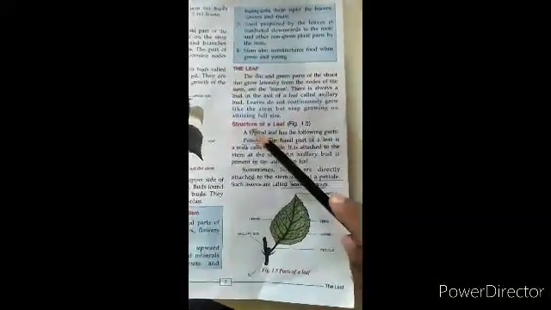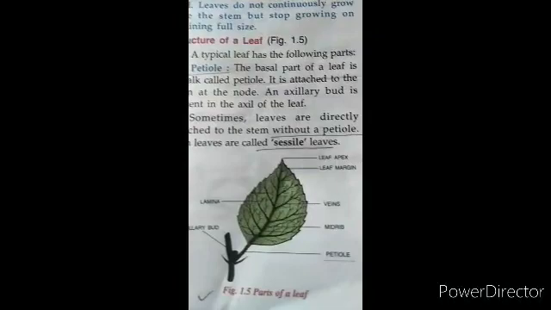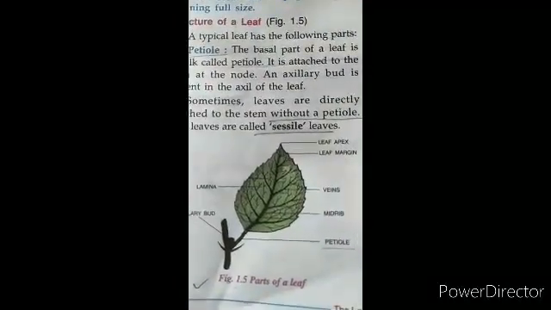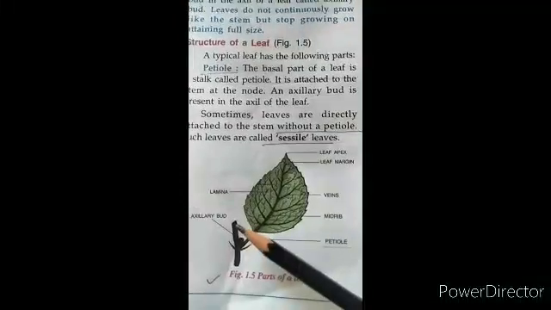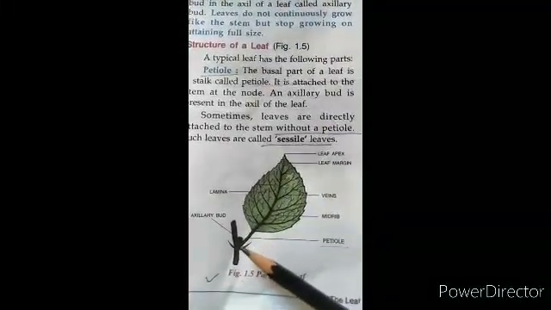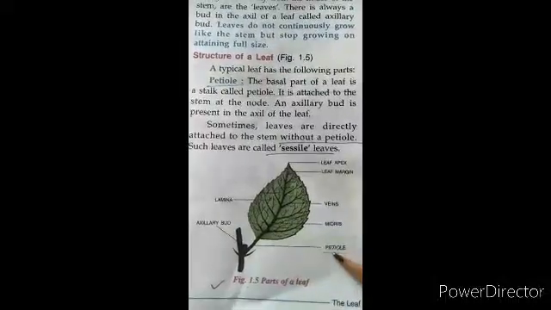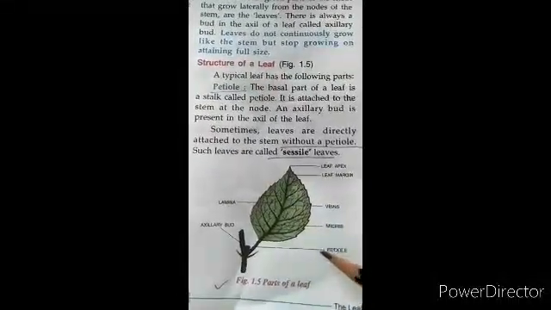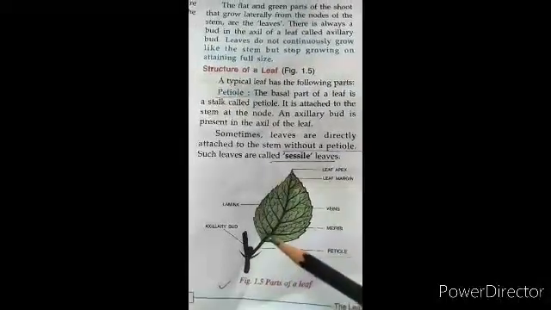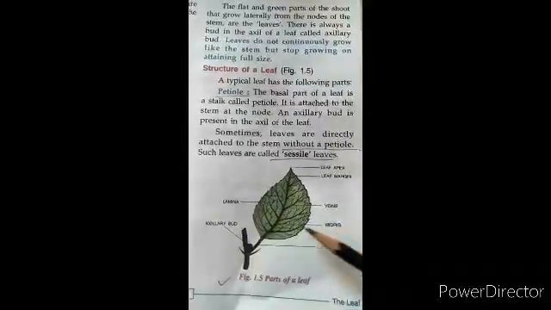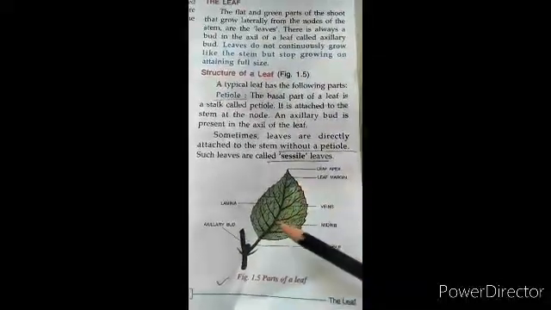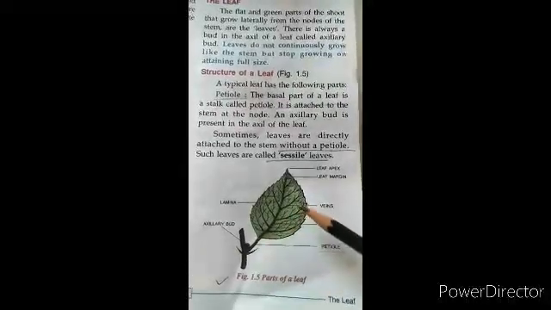Now, structure of the leaf. When we look at the structure of the leaf, it's good to see the diagram here. You can see that the leaf is attached to the stem or the branch with the help of the small stalk here, which is called the petiole. Then the continuation of this petiole goes further and we call it the midrib. The midrib is further divided into branches inside, which are known as veins.